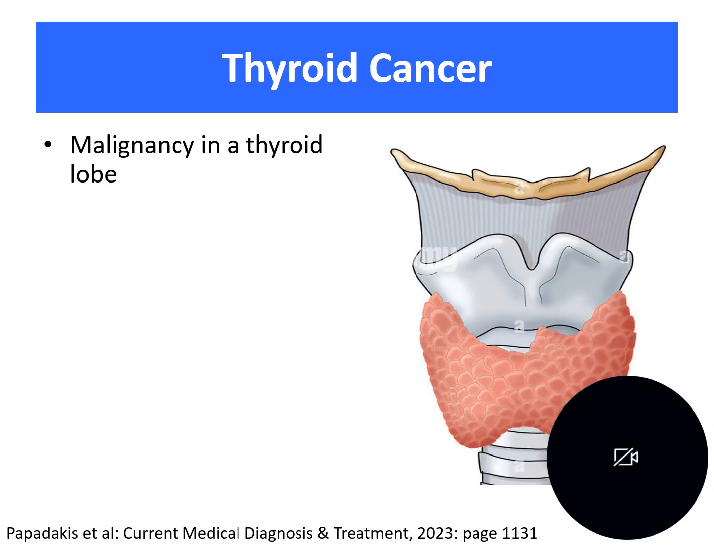And then the last would be thyroid cancer causing a thyroid problem. Thyroid cancer obviously is a malignancy in one of the lobes of the thyroid gland. It usually does not affect the isthmus or, in this particular case, the occasional pyramidal lobe that is seen coming off from the isthmus.